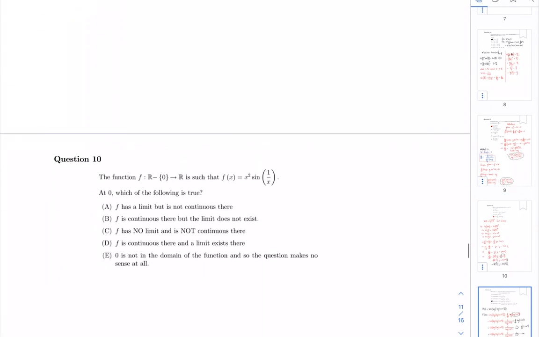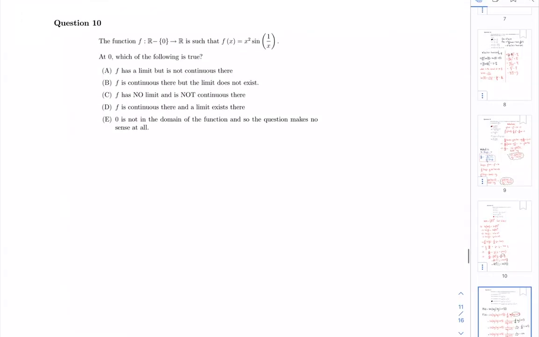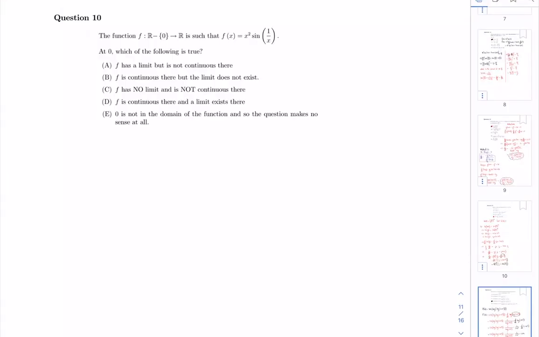Okay, moving right along to question number 10. Here we have a simple one. Okay, here we're given the function which maps elements from real except 0 onto real is such that f of x equals x squared sine of 1 over x. All right, and it now asks us to investigate the function at 0. So which of the following is true? A, f has a limit but is not continuous, right? So right off the top, we want to go with A, right?